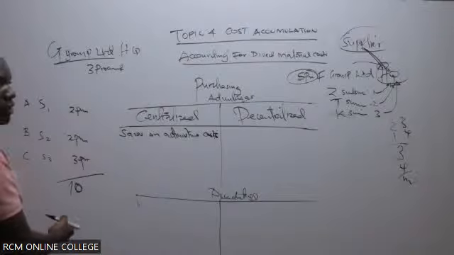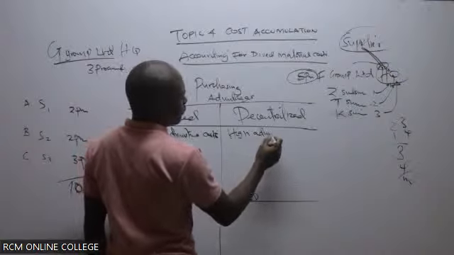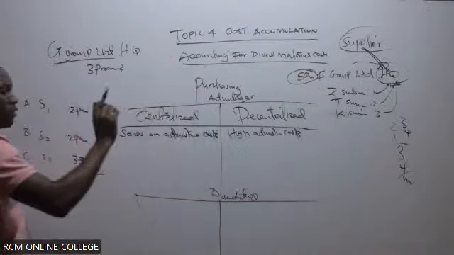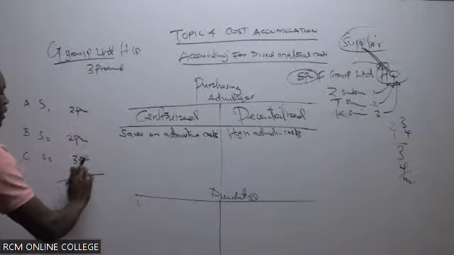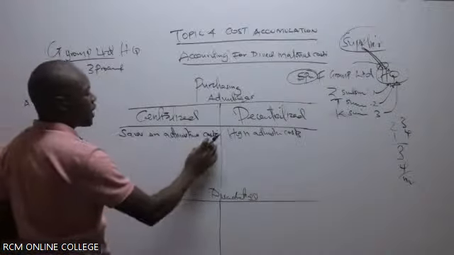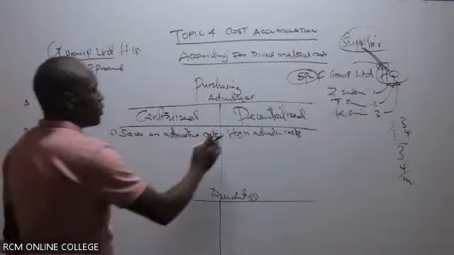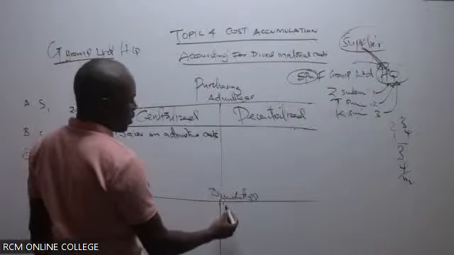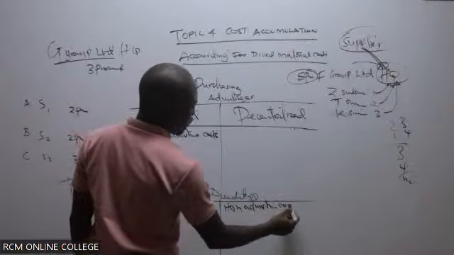How about decentralized? High administrative costs, because even apart from those people, they will have to be given an office here. They also have an office here. They have an office here. They also have an office there. So generally, administrative costs are so high in the decentralized. This one here becomes the disadvantages of decentralized here. High administrative costs.